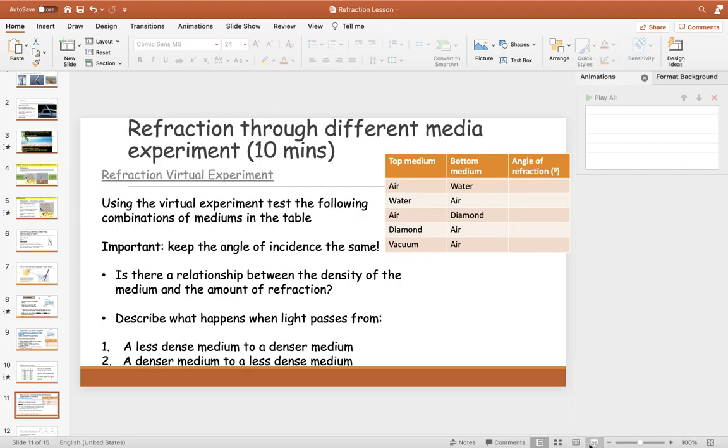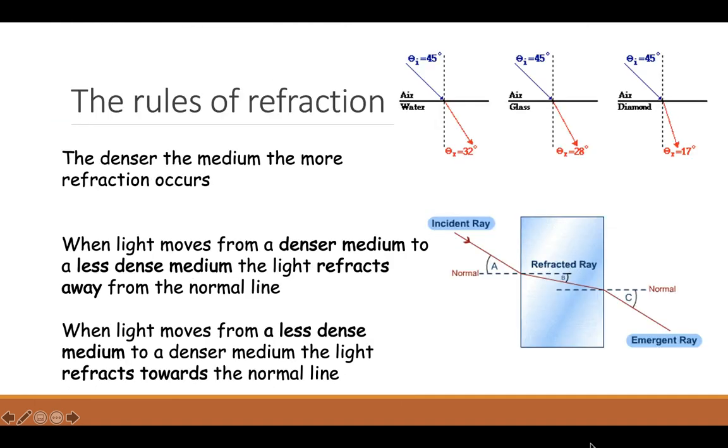Okay, so I hope you've had a go at that. So let's look at some of the results. Hopefully you found that the difference in density has a big effect on the refraction. For example, if there's a large difference in density, between air and diamond, we've got a large refraction going on here.